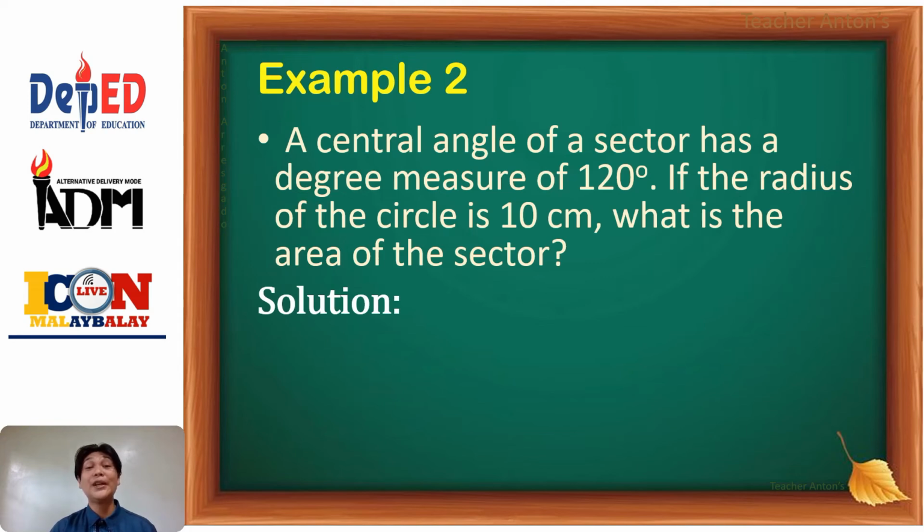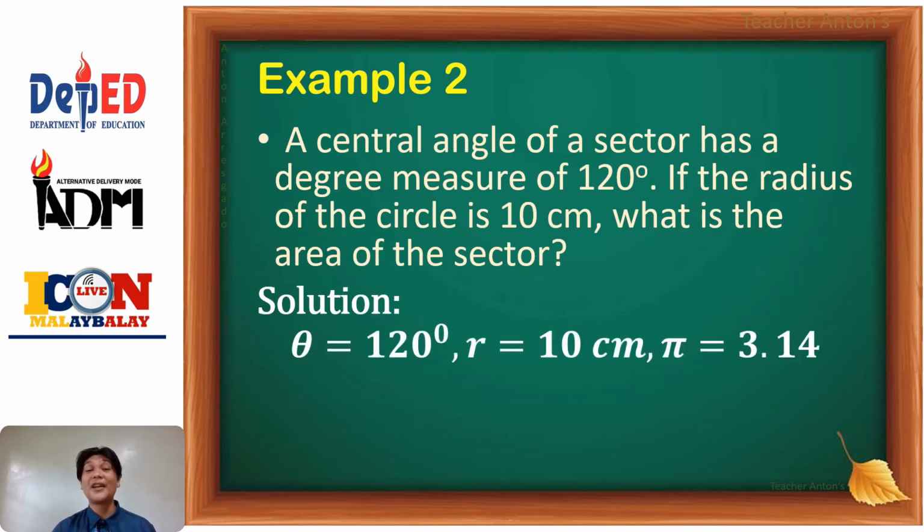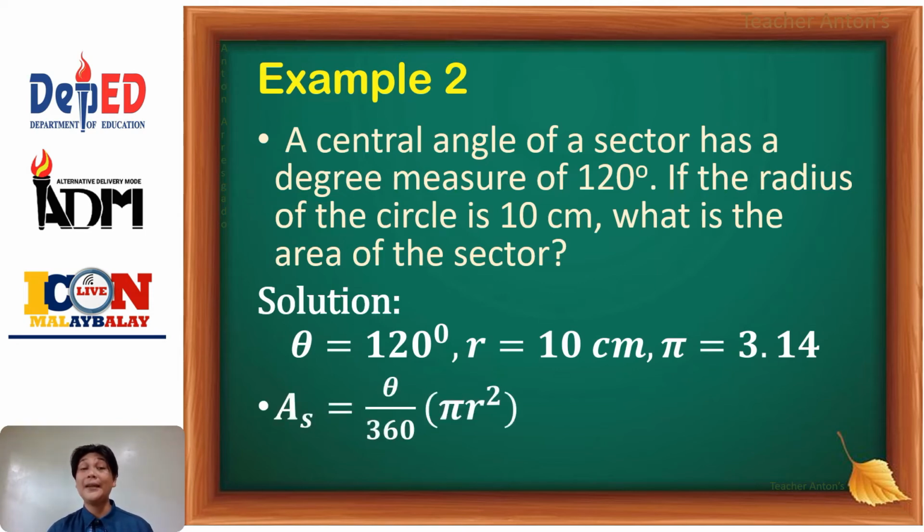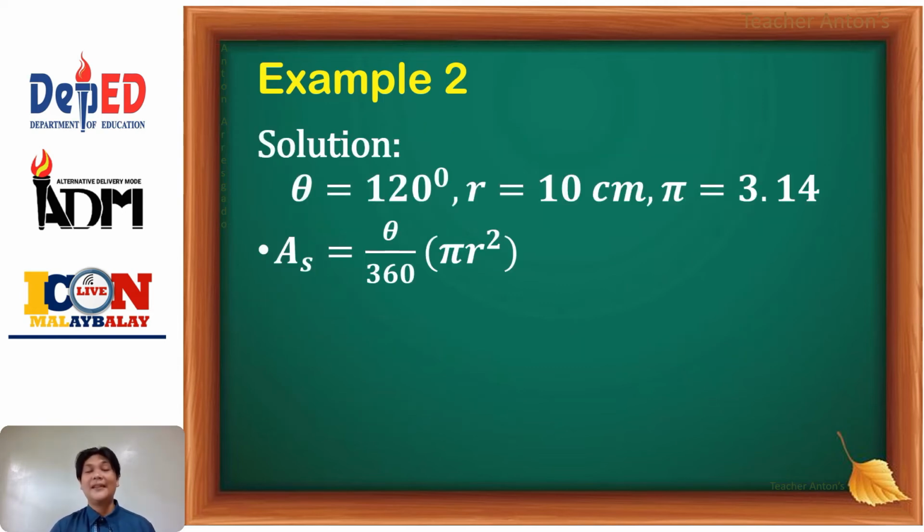Solving, we are going to identify first the given. So we have there the central angle, which is 120 degrees. Then the radius is 10 centimeters. And of course, we are going to make use of the constant pi, which is 3.14. Okay, using the formula, area of the sector is equal to central angle divided by 360 degrees times pi r squared. So taking these things, let us substitute the given.